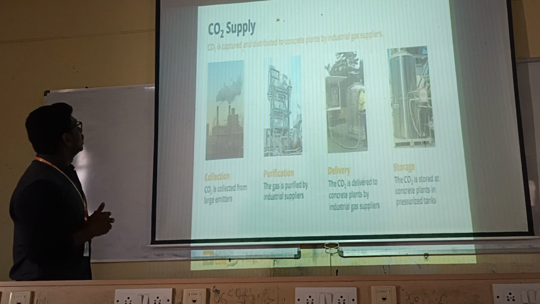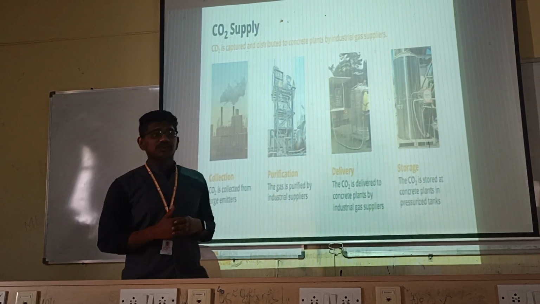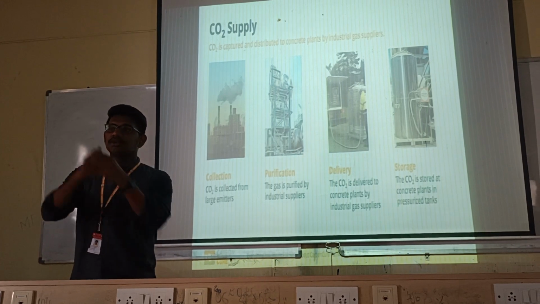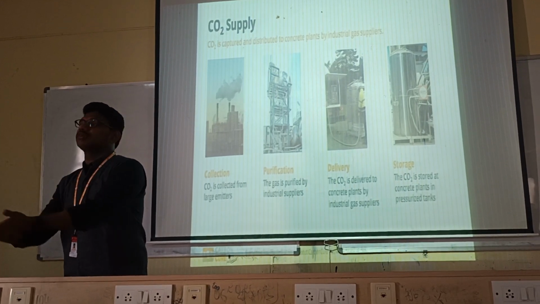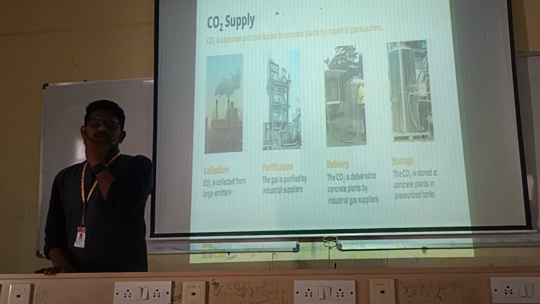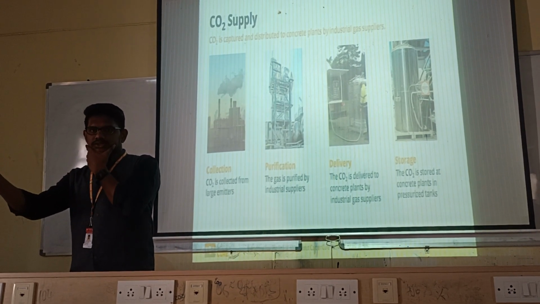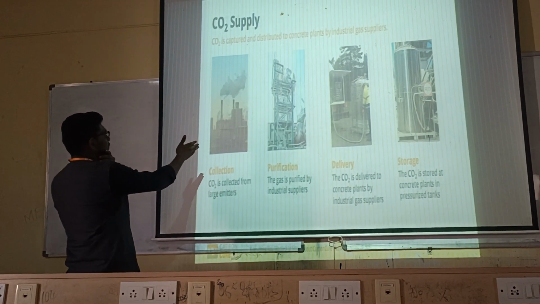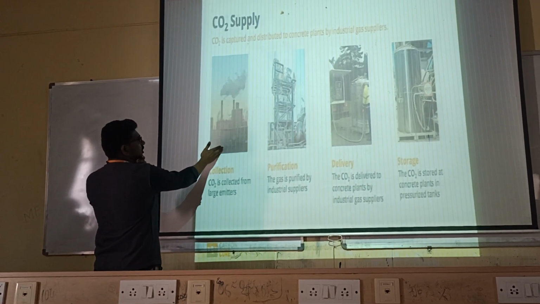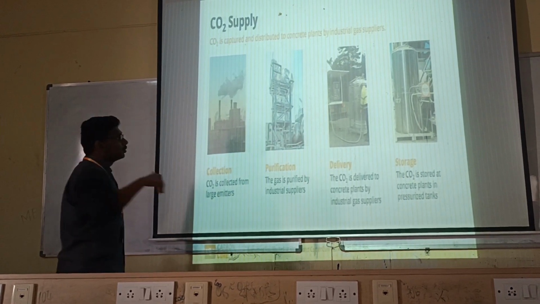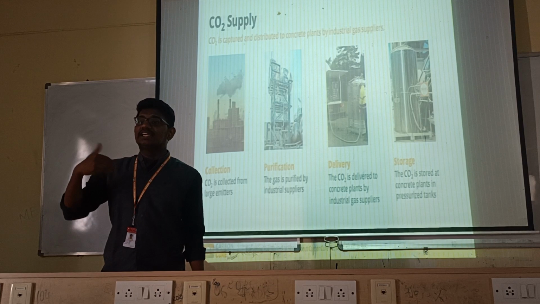So, how? CO2, we know that a lot of industries produce carbon dioxide as a waste, because carbon dioxide is emitted into the atmosphere, and that is causing global warming in some way or the other. So that carbon dioxide, which is a waste from the industries, will be collected by industrial gas suppliers. They'll collect the carbon dioxide, and then it will be purified. They'll purify that carbon dioxide and they'll liquefy it.